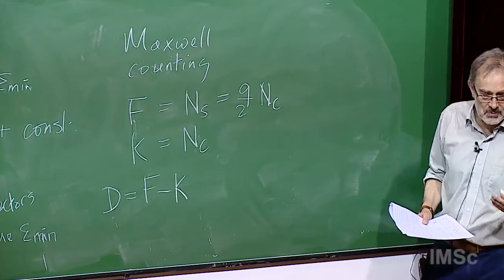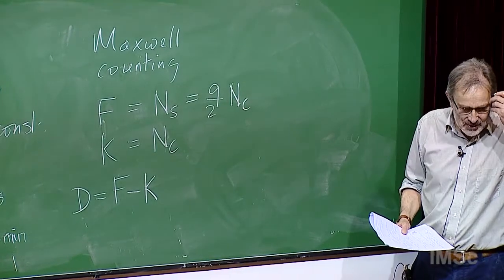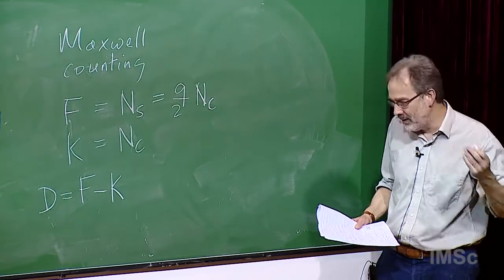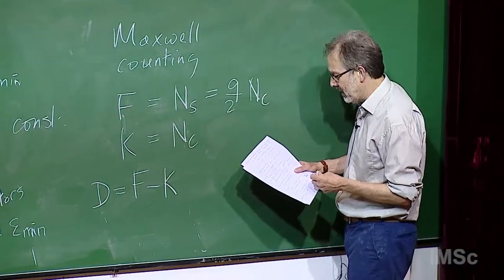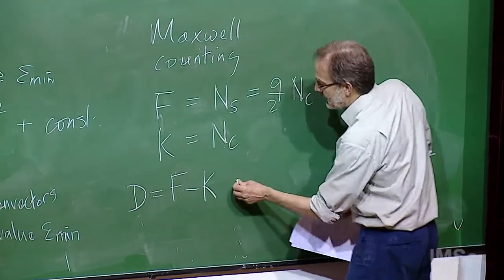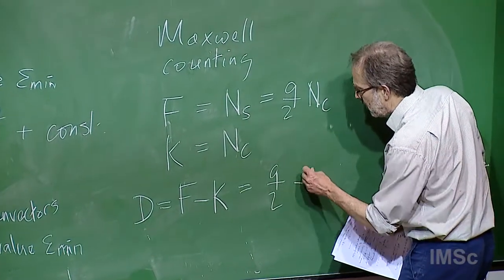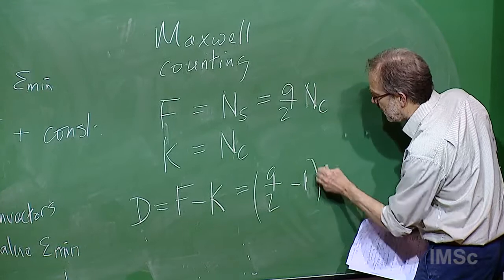In any case, there are some typed notes which I believe Raj has either already put online or will put online, and you can use those to check the equations. So if we use this here, the number of degrees of freedom is Q over 2 minus 1 times the number of clusters.